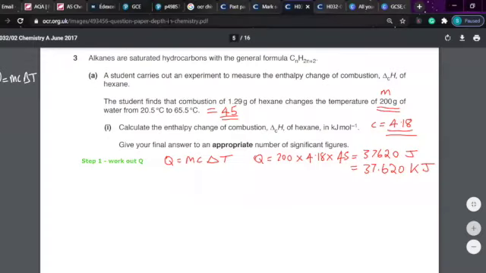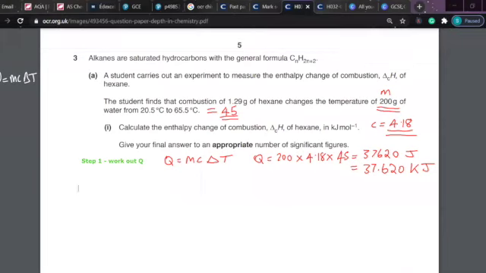Now we're going to go to step 2, and step 2 is to work out the moles of the hexane, because that's what we are using to boil the water. I've covered this already in a previous video. Moles equals mass divided by the relative formula mass, or the Mr, or the molecular weight.